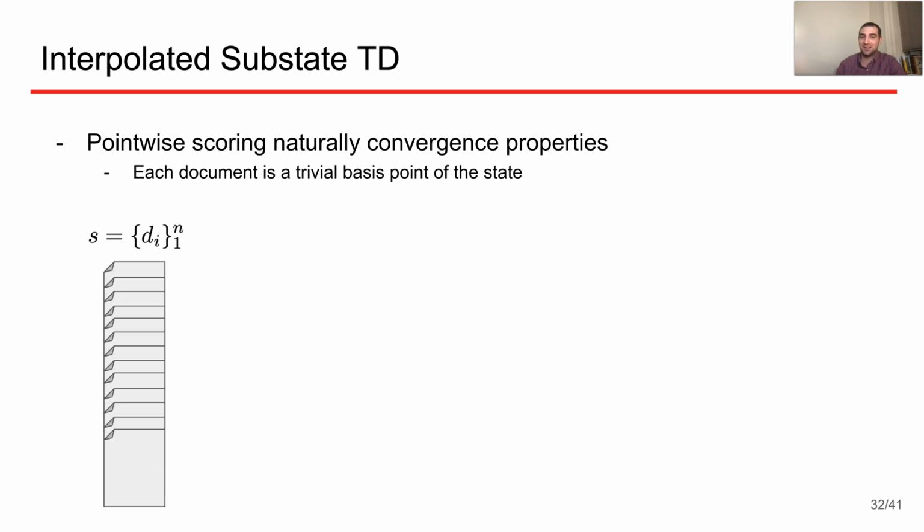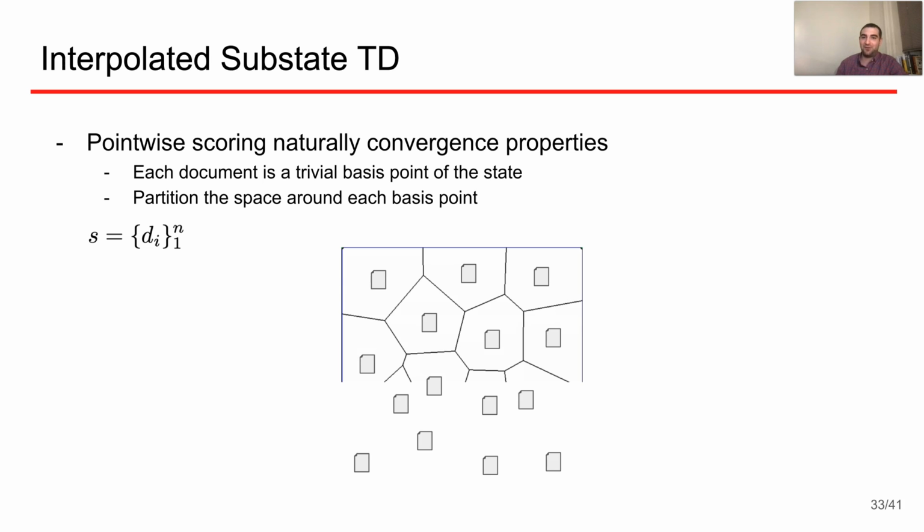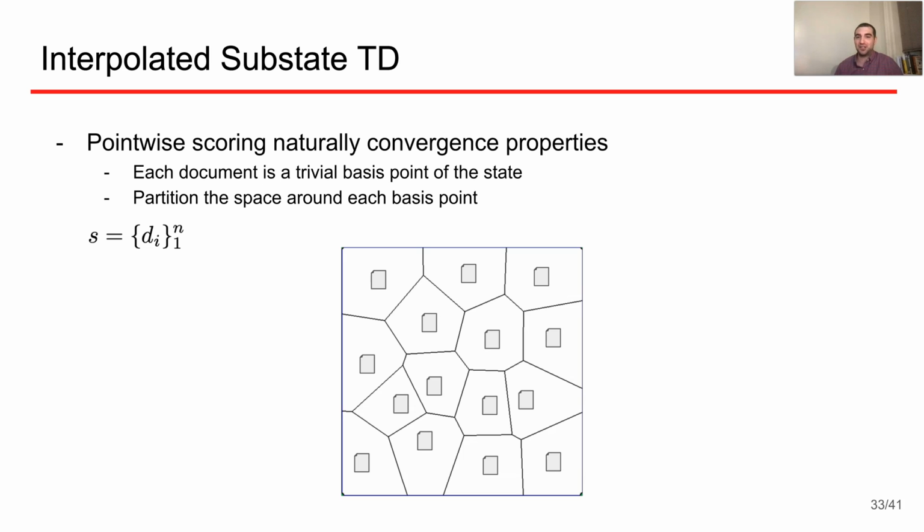And the way this works is that we decompose the state space to a set of basis points, and those are the documents in the state. And we perform this very naive interpolation, where we say, let's divide our state space up, and so any document will have its own neighborhood. And for any other point that's not a document, we'll just assign it to the closest document. And this is an incredibly naive interpolation, right? There's actually no interpolation. But this is valid.